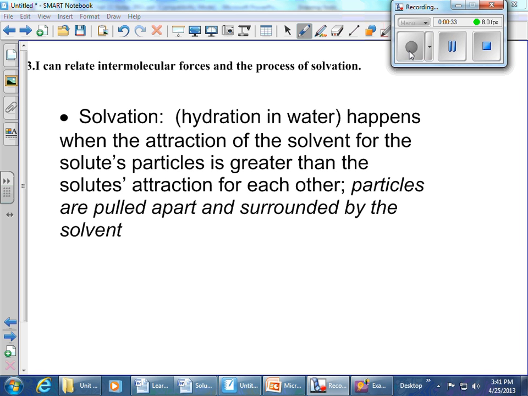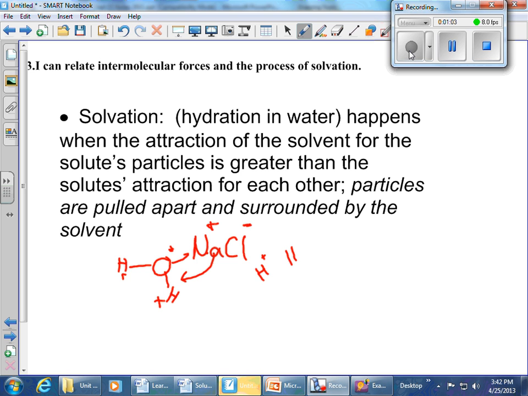Okay, so what happens if we have our ionic crystal? The sodium has a positive charge, chlorine has a negative. So here's our water. This oxygen end tends to be a little bit more negative. These ends are a little bit more positive. So the negative end attracts the Na and is going to pull it off. The positive end of the water is going to pull off that chlorine and it's going to separate. So now we have sodium ions and we have chlorine ions.